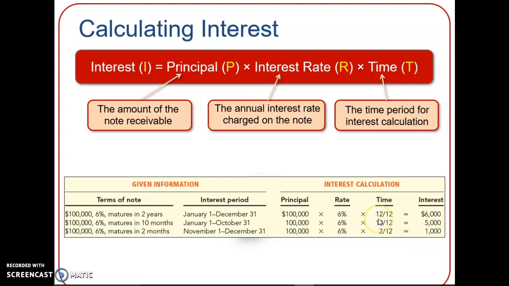So that's the first thing we need to be careful with in calculating interest. The rate is annual, and the time often is expressed in months, sometimes in years, so you have to be careful.